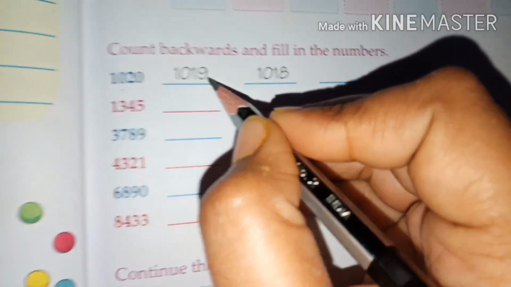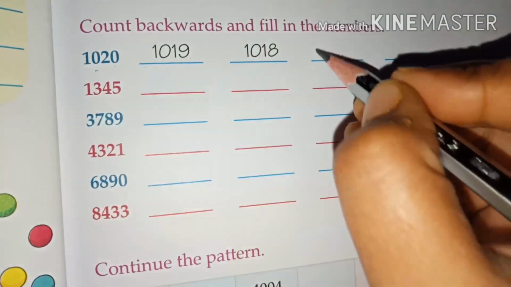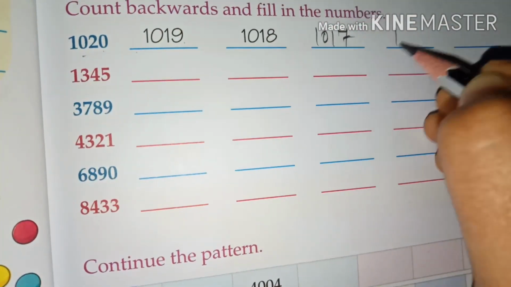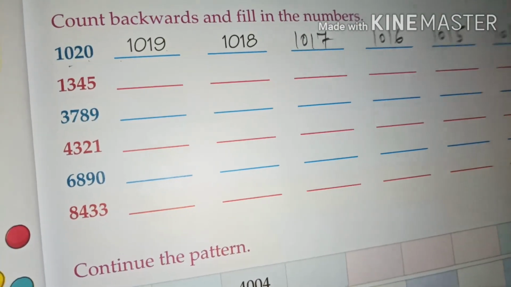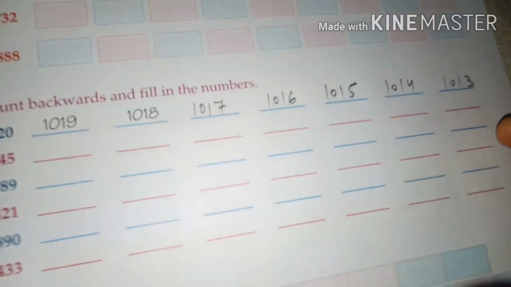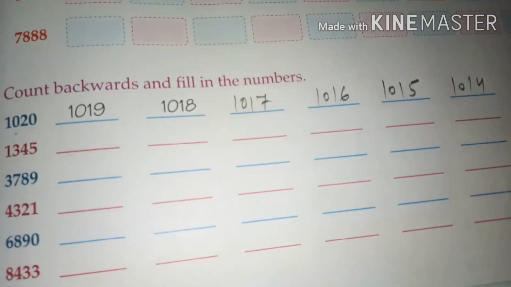Count backwards, that means like back counting which we have done. So before 1020 it's 1019, then 1018, 1017, 1016, 1015, 1014 and 1013. You have to count backwards and fill in the numbers.